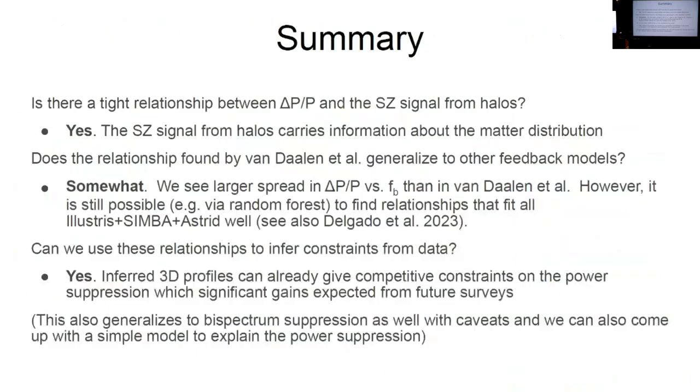So just to conclude, there does exist a tight relationship between delta P over P and SZ, and the relationship that was in Van Daalen et al. does generalize to other feedback models, although with a larger spread, and we can already use the data to constrain the impact on the matter power suppression. Also, in the paper, we explore whether we can get the bispectrum suppression as well, which does seem to work with some caveats.